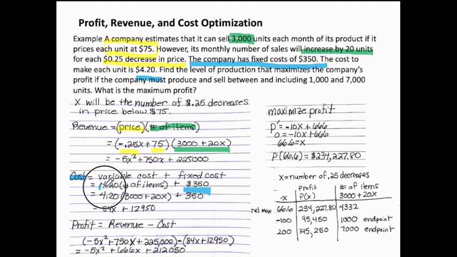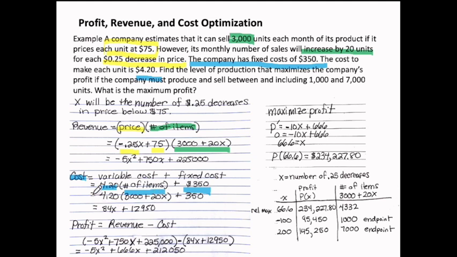So here's our 4.20, and we're multiplying it by the number of items. Now, we already figured out what the number of items is. That's this up here. Remember, we calculated it when we needed the information for the revenue. So our number of items is 3,000 plus 20x. So I'm going to take $4.20 and multiply it by the number of items, which is 3,000 plus 20x, and then I add the fixed cost.